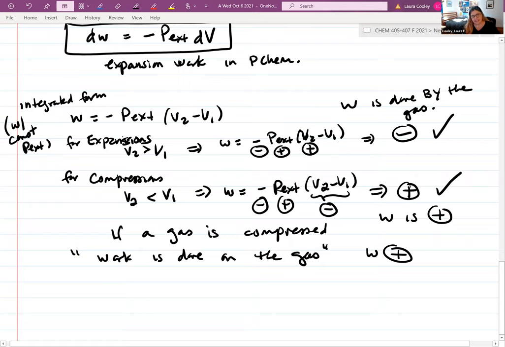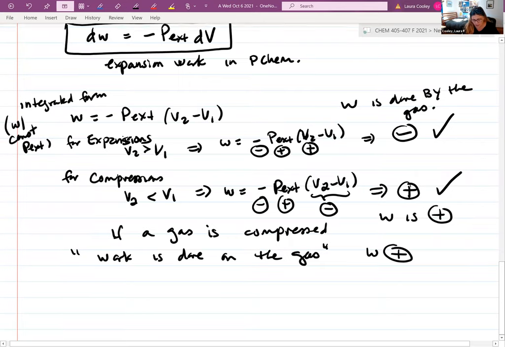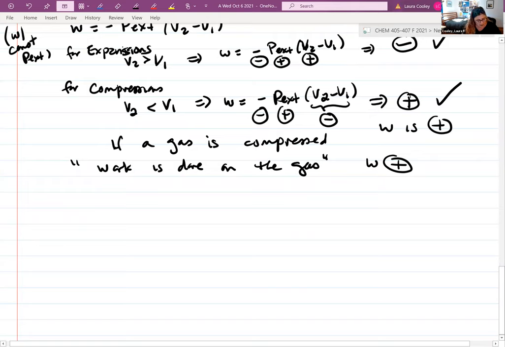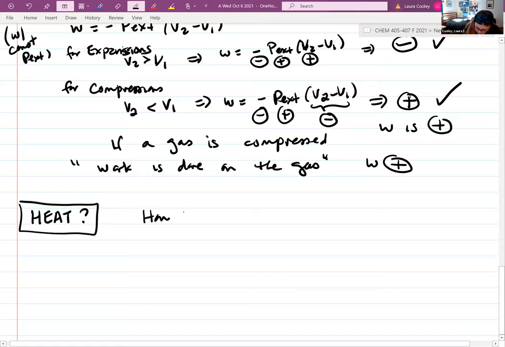All right, what about heat? We got through the first part. Heat is pretty interesting stuff. How do you measure Q? That's the other part of the first law. What I'm going to tell you here goes for processes where the temperature changes.